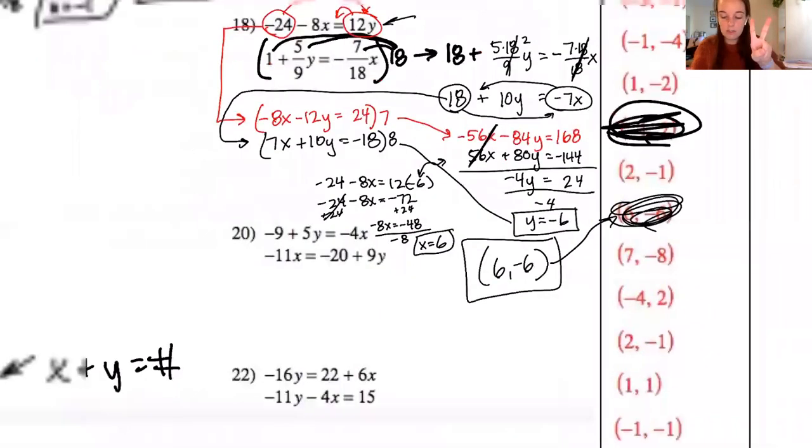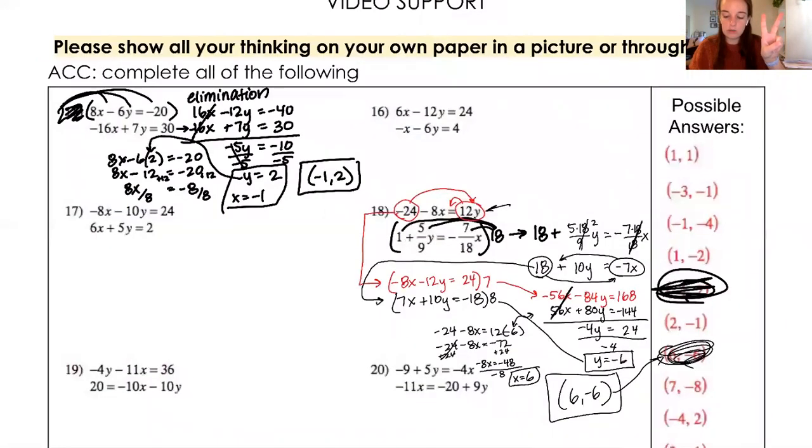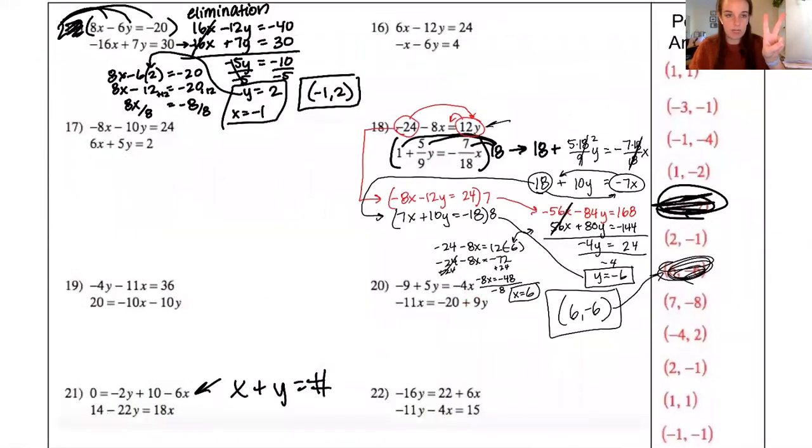So we've done 2 problems. You need to do all 8 of them, right? So we've already done 2. You're going to finish the other 6.